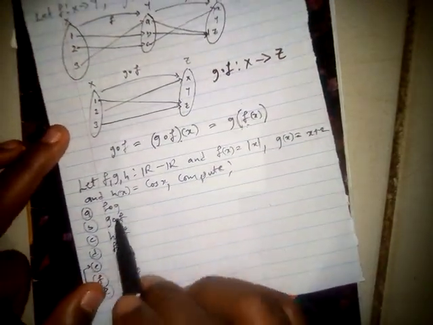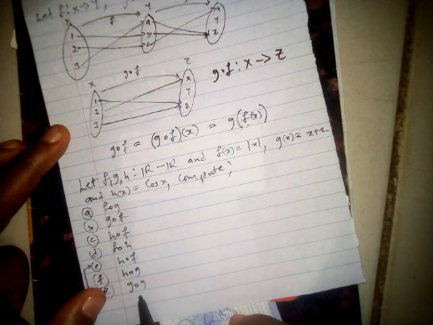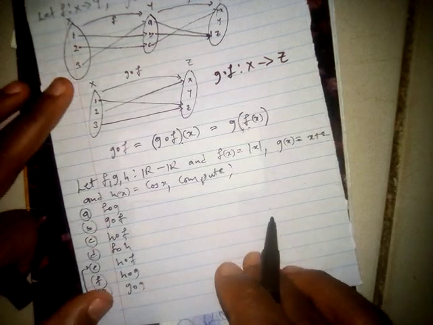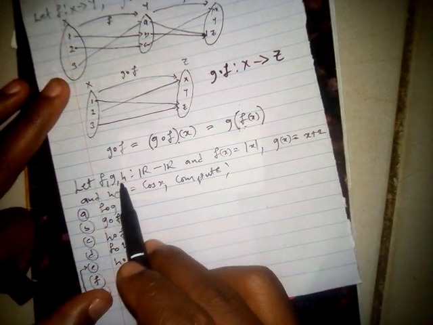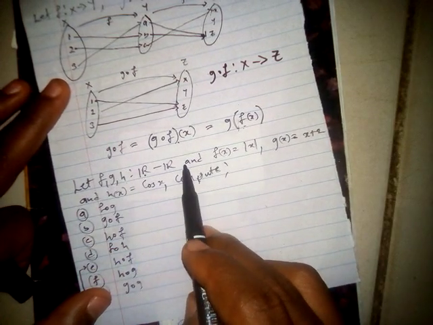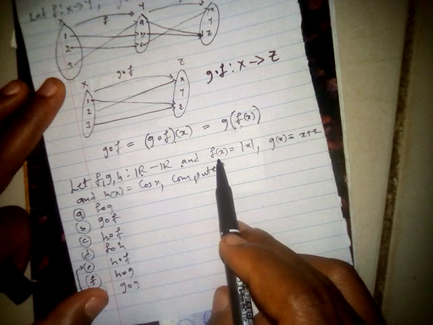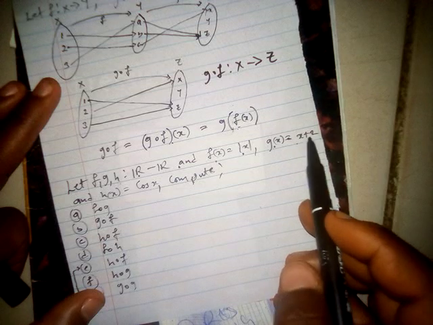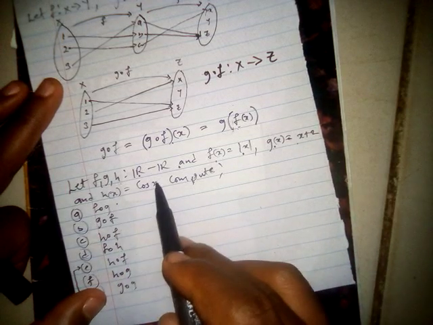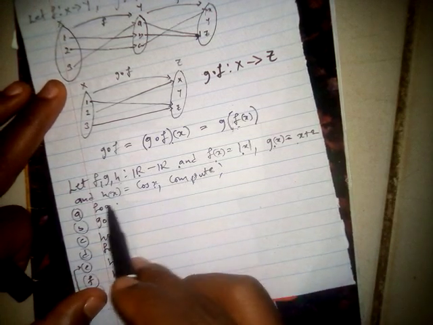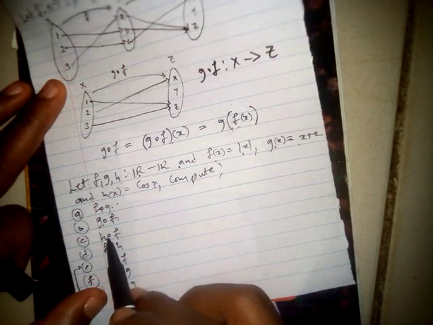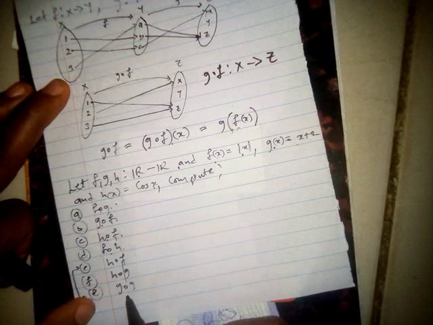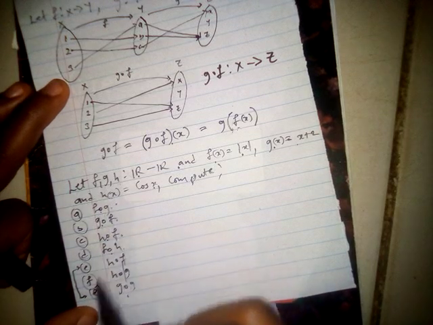Now here's the next exercise. I'm going to solve the first 4, so the remaining 3 are exercises for you to solve, and you can drop your answer in the comment section. So let f, g and h map R to R, and f of x is defined as the absolute value of x, g of x is defined as x plus 2, and h of x is defined as cos x. Now we want to compute f of g, g of f, h of f, f of h, and so on. So these remaining 3 are for you, while I will solve the first 4.